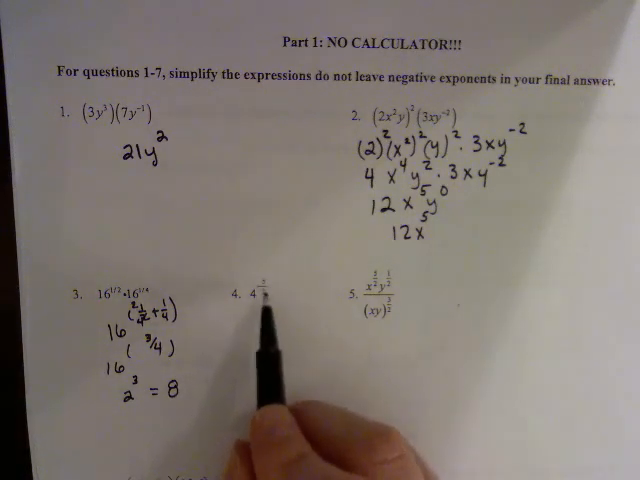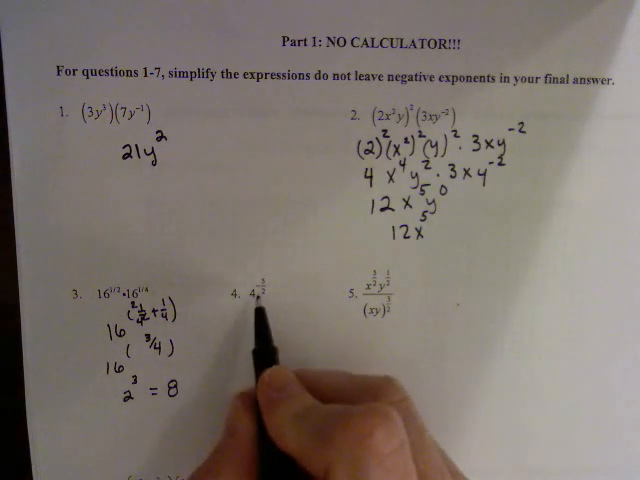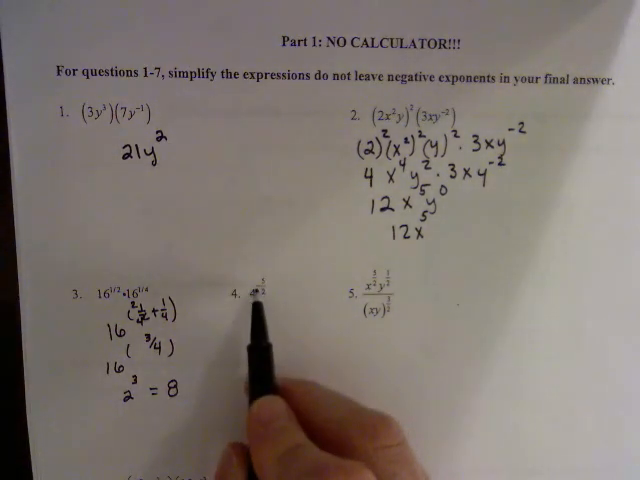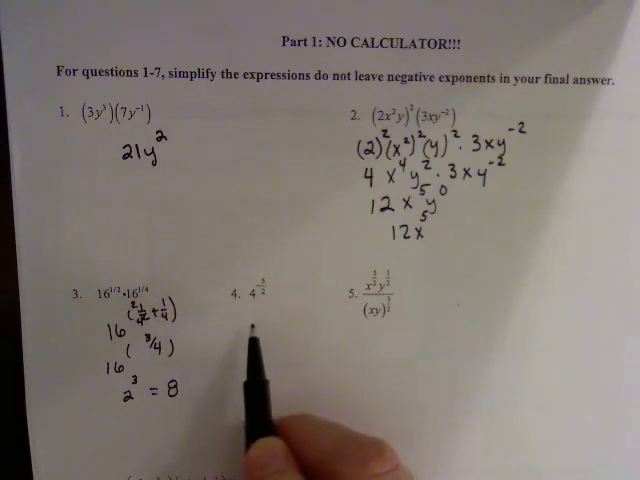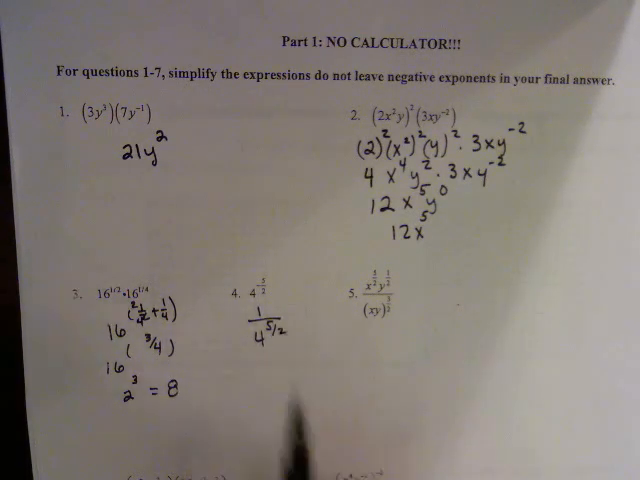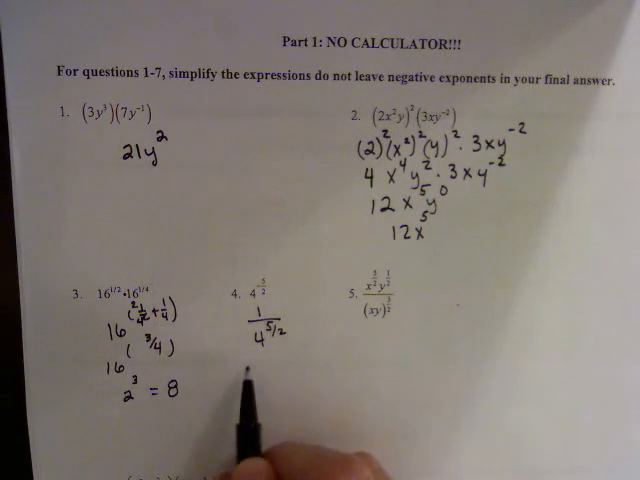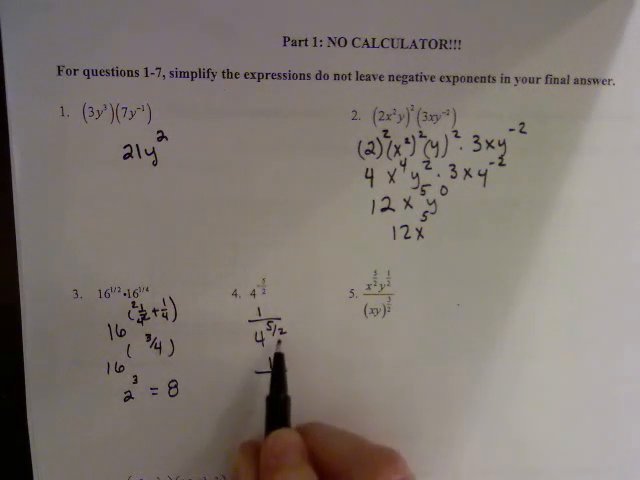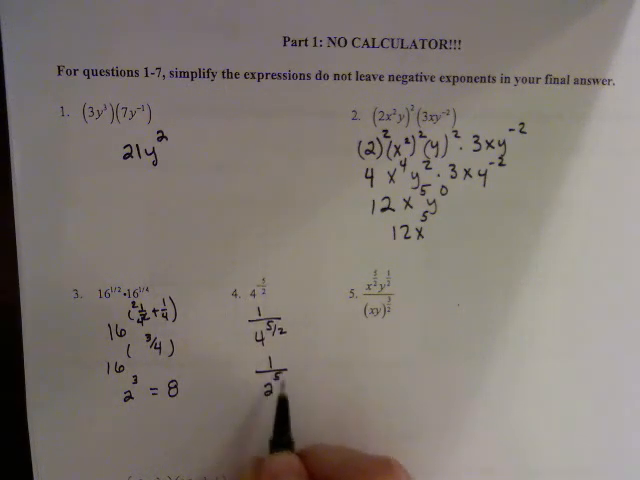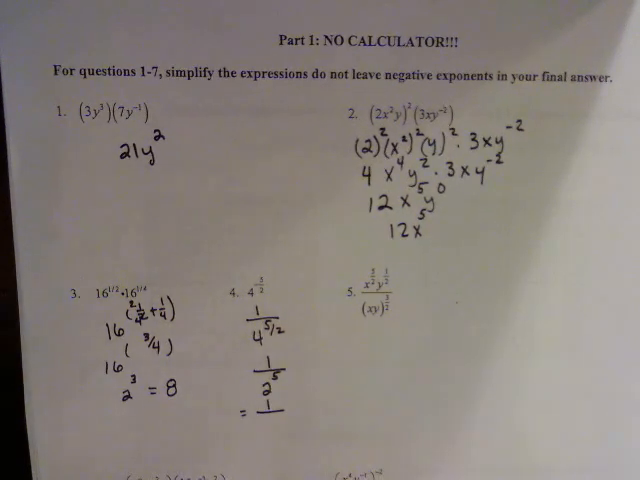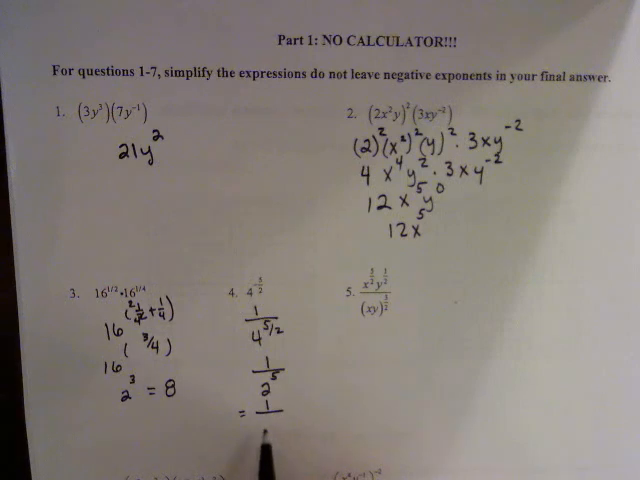Over here, we have another fractional exponent, 4 to the negative 5/2. The negative exponent flips the base from the numerator to the denominator. So we can make this 1/4 to the 5/2. So again, with the fractional exponent, you take the power and the root. So let's start by taking the square root of 4. The square root of 4 is 2. 2 to the 5th. And we can do 1/2 to the 5th, which is 1/32.